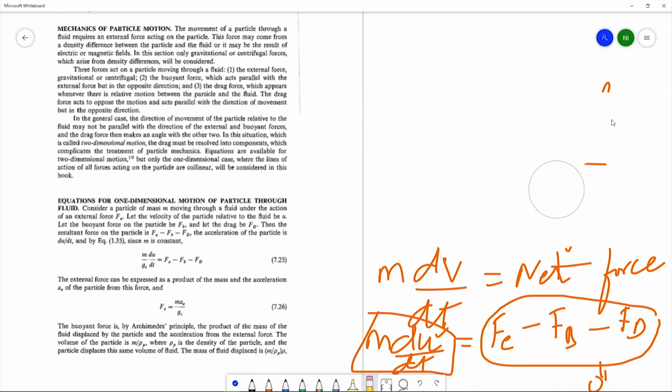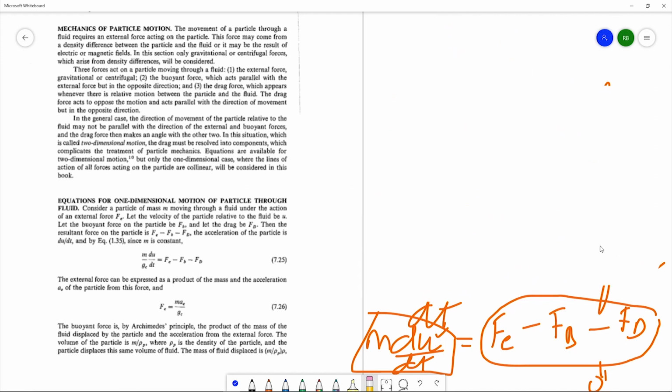Force balance, right? So you can see in this also we have done the force balance. This is external force minus buoyant force minus drag force, right? And forget about this GC. It is just a constant. In SI unit, the constant value is 1. So m du by dt. Okay. Now calculate each term.